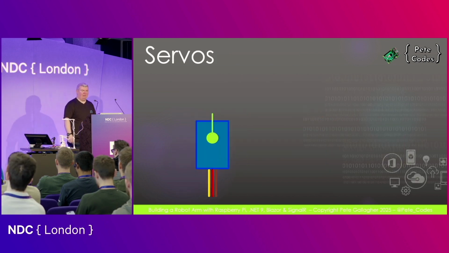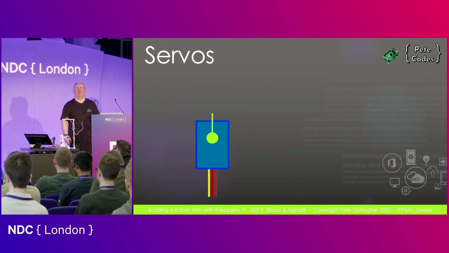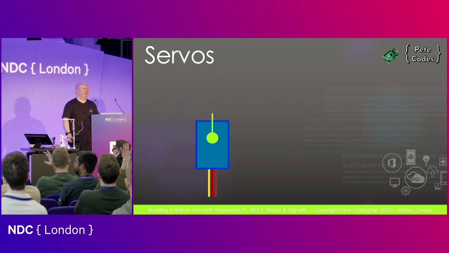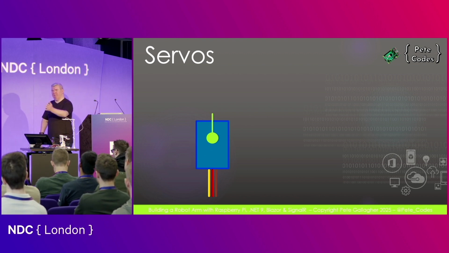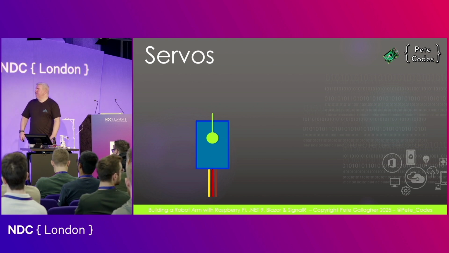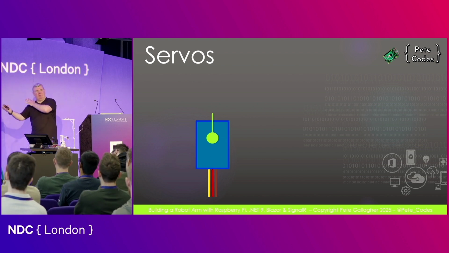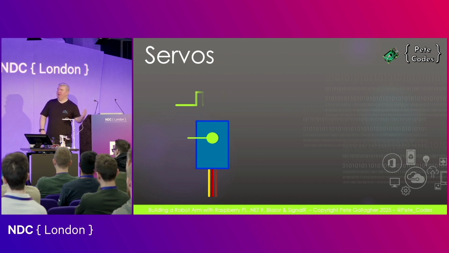Now, I mentioned servos a few times. Who knows what a servo is? Few people, good. These things work by pulse width modulation. Now, this is for demonstration purposes. It doesn't look exactly like this, but nonetheless, the concept still stands. The idea is that you send pulses of a certain width and a certain space in between, and you will move the servo in a direction.